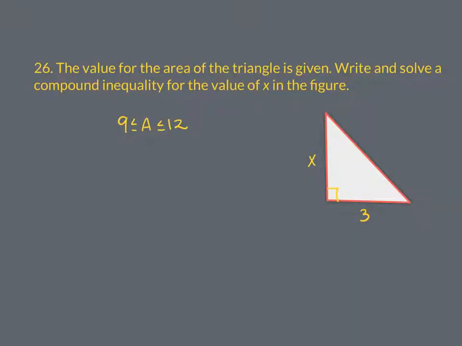Now let's look at some applications of compound inequalities. So the first one, it says in number 26, the value for the area of the triangle is given. Write and solve a compound inequality for the value of x in the figure. So here's my triangle on the right-hand side of the screen. Okay, it's a right triangle. I've got the base of 3 and a height of x. Okay, and then it says that the area is between 9 and 12.